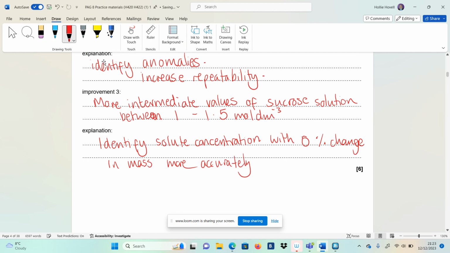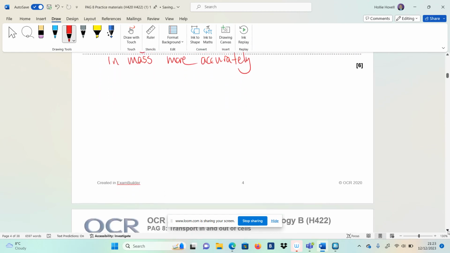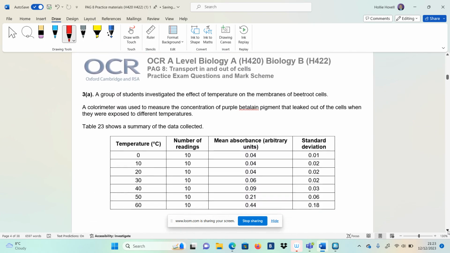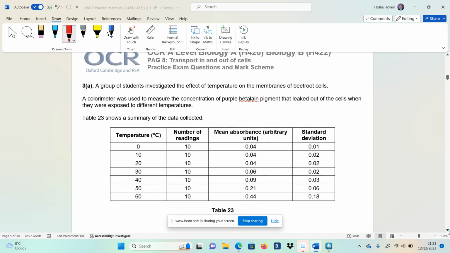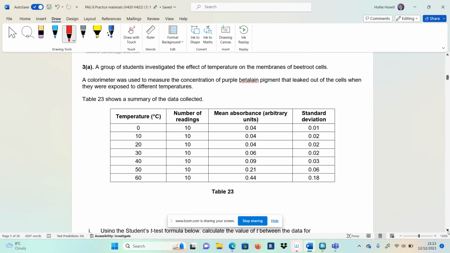All right. Now you can see how similar these questions are, can't you? These related questions are very, very similar, and they're using the same language and the same ideas. Next one, a group of students investigated the effect of temperature on the membranes of beetroot cells. So this time we're changing the temperature, we're looking at beetroot. Hopefully this is another experiment you've done that's familiar.